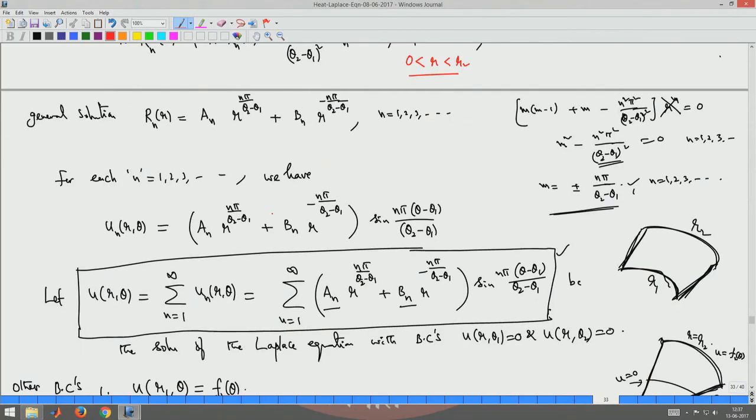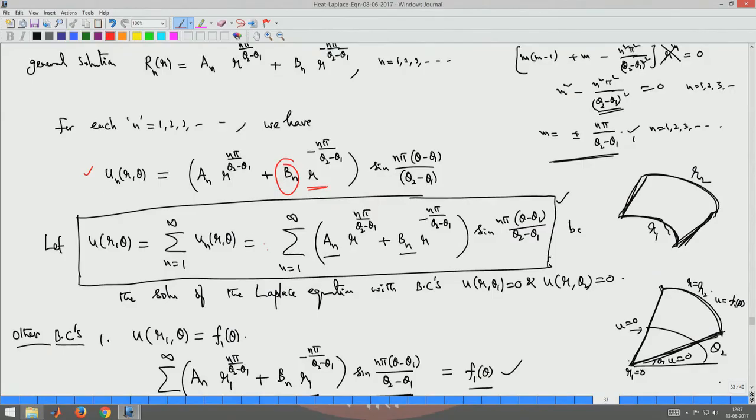So, when you find the solution, this is the temperature for each n, and because it has to be bounded at r equal to 0, where this is going to be infinity, that means the bn's will become 0. So you superimpose all these solutions. Finally you get the solution un is only this one: an times r power n pi by (theta 2 minus theta 1) into sin of this eigenfunction. So you superimpose all of them without the bn's, okay.